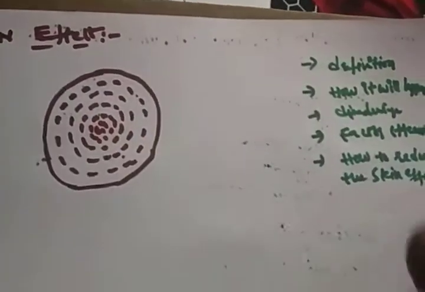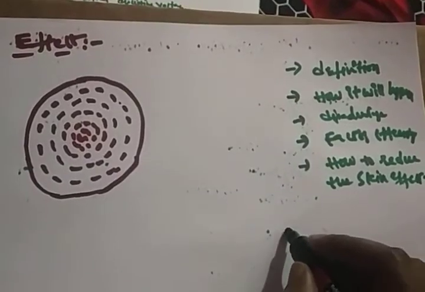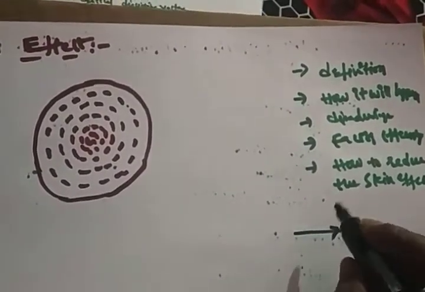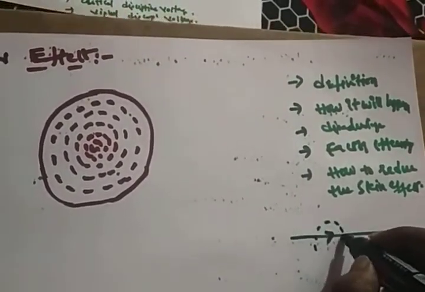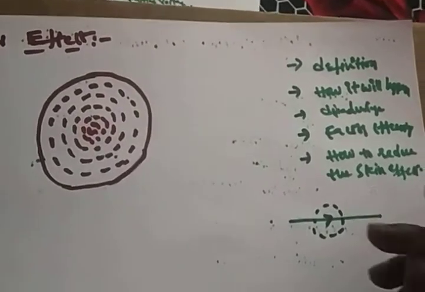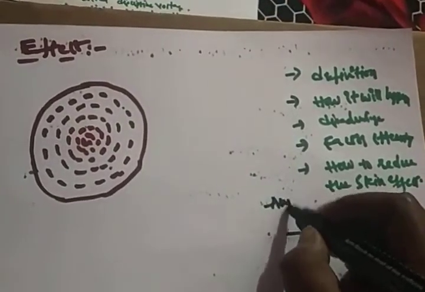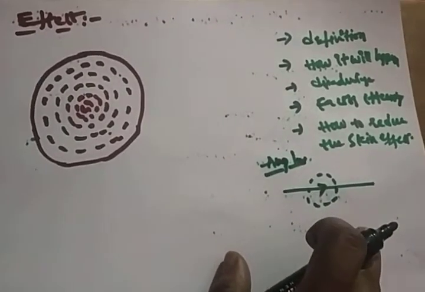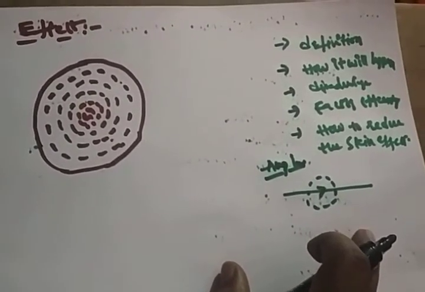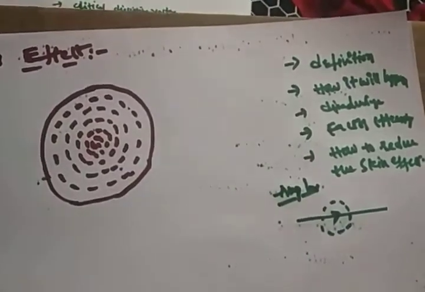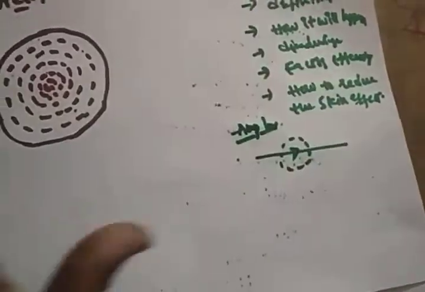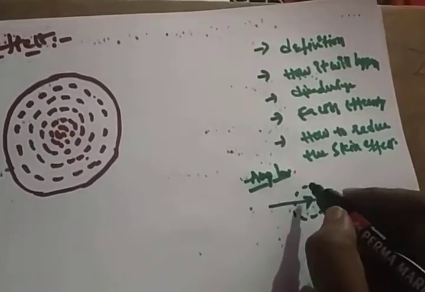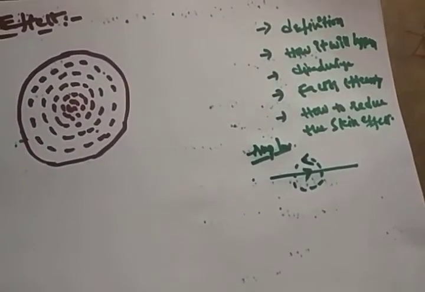You know Ampere's law. When current flows through the conductor, what happens? There will be a magnetic field around the conductor, isn't it? So what's Ampere's law? When a current flows through the conductor, according to the current direction, the flux direction will be there. So if the current direction is like this, the flux direction will be like this. If the current direction is reversed, the flux direction is like this.